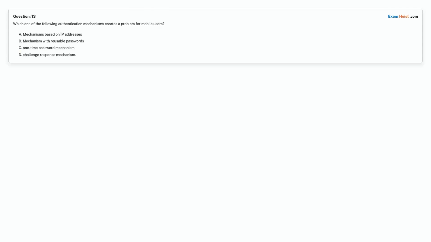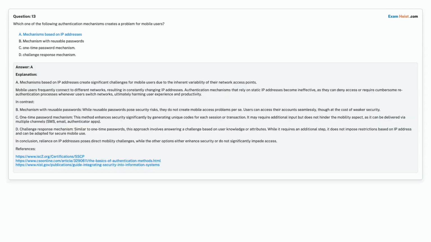Question 13. Which one of the following authentication mechanisms creates a problem for mobile users? Option A. Mechanisms based on IP addresses. Option B. Mechanism with reusable passwords. Option C. One-time password mechanism. Option D. Challenge response mechanism. Choose the correct answer. Correct answer is option A, mechanisms based on IP addresses.